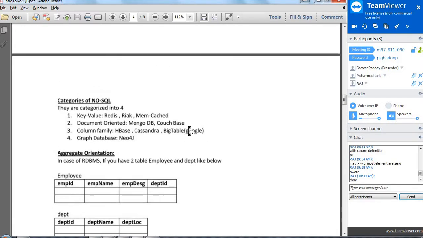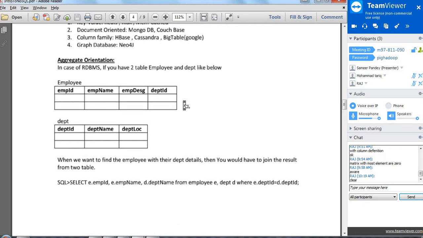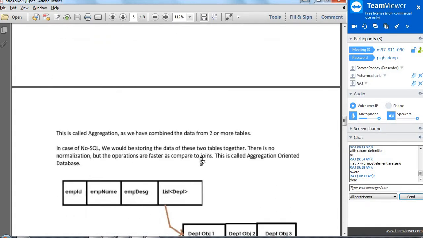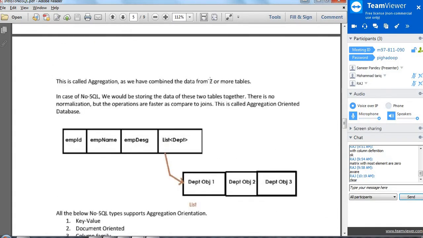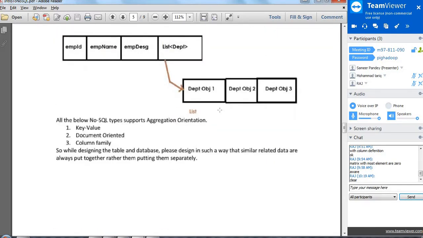So it's talking about the same thing: aggregate orientation. In case of RDBMS, you have two tables like employee and department, and when you want to get the result, you need to perform a join operation, and that is called aggregation, right? When we do a join, that is nothing but an aggregation. In case of NoSQL, we would be storing the data of these two tables together. We are not storing it in multiple tables to perform the join operation. Everything will be in the same table. There's no normalization, but the operations are faster as compared to joins. This is called an aggregation oriented database. So NoSQL is also aggregation oriented.